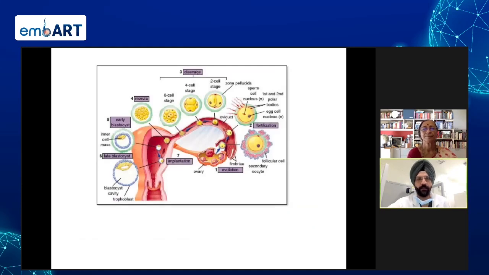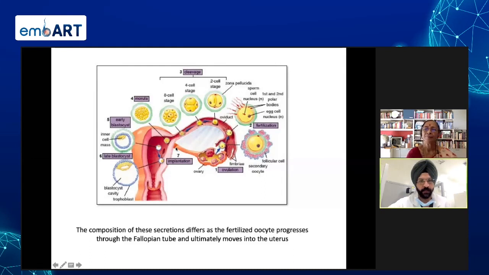If you look at what happens in the female genital tract, embryonic development mainly from day 0 to day 3 happens in the fallopian tubes, and then later the embryo moves on to the uterus on day 4 and day 5. The composition of these secretions differs as the fertilized oocyte progresses from the fallopian tube and ultimately into the uterus. So when the scientists sat down and thought about how to design the media, they had to capture the small amounts of fallopian tube fluid as well as the uterine fluid, and then decipher its secretions.